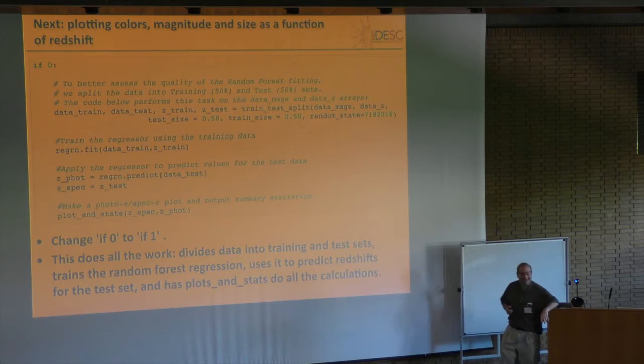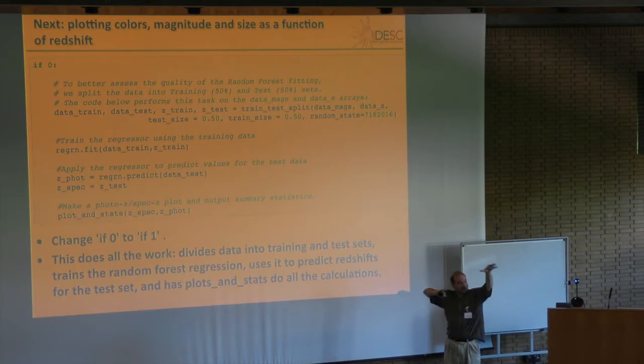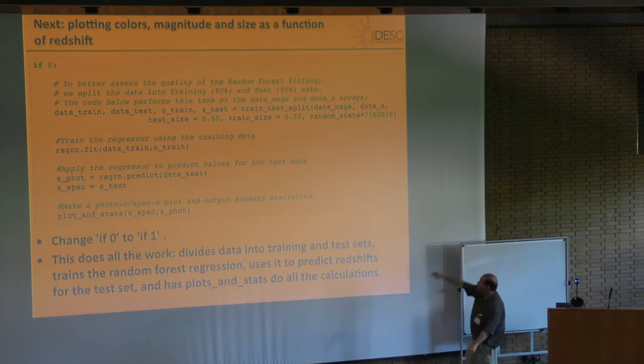So we'll go to the next box, change 0 to 1. What we're doing here is, first of all, we split our data into two sets. We're going to use half of the data to train the random forest and half of the data to test the results of the random forest. So this routine here, train test split, does exactly that. So we randomly split, but I'm giving us all the same random seed. And then we fit the random forest by just this one line.